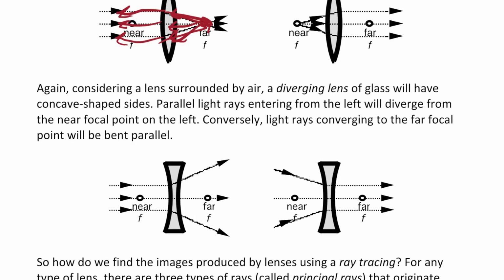The next type of lens is a diverging lens, where you put light through on this side and it diverges away from the focal point. You can obviously do this in reverse and you get the same thing.